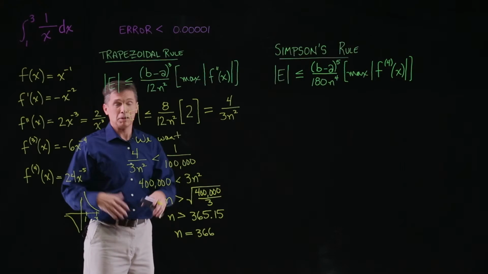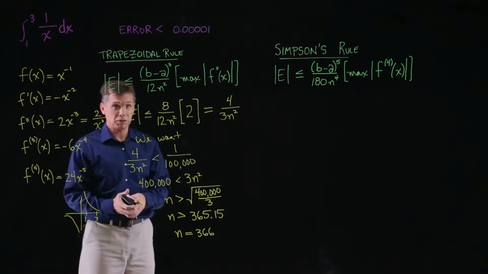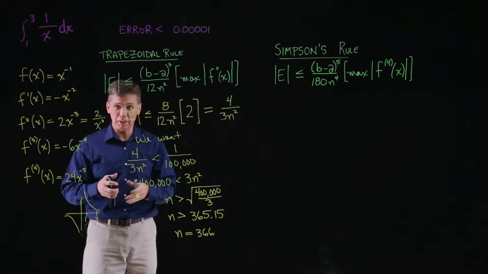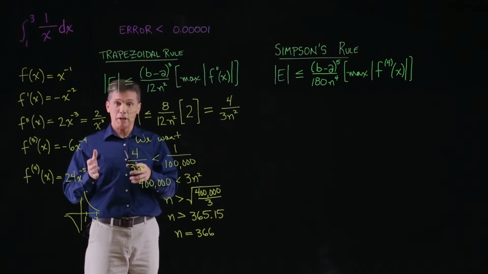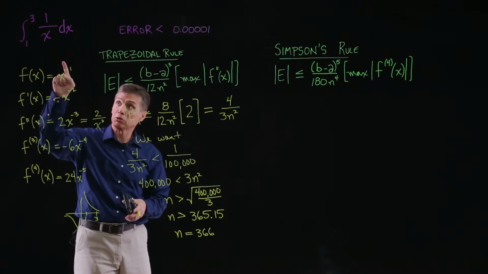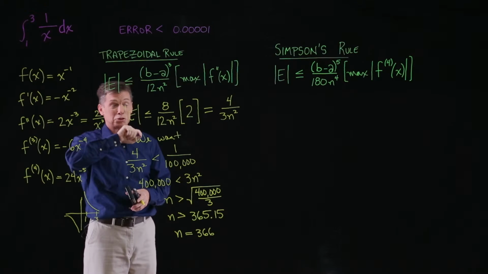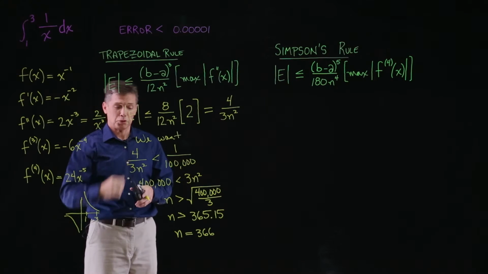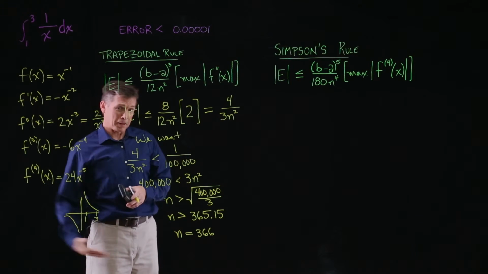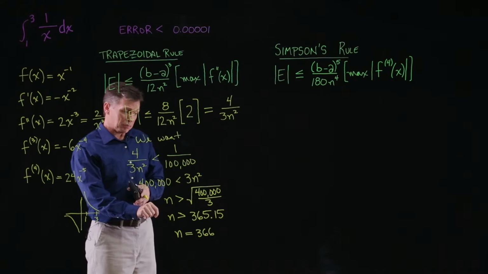Satisfying this inequality tells me that if I get 366 slices in this trapezoidal rule, the error when I'm calculating this definite integral using the trapezoidal rule will be less than that 0.00001. Good work, good work. I'm going to go on to my part B, but I hope you're realizing what we just did.